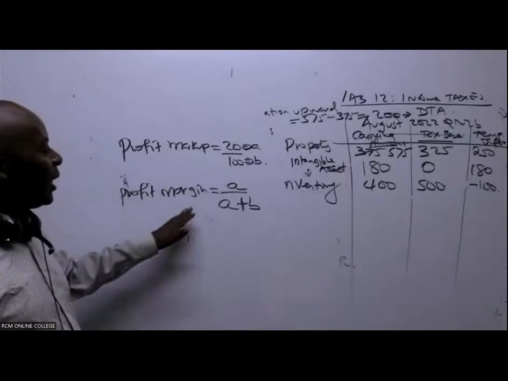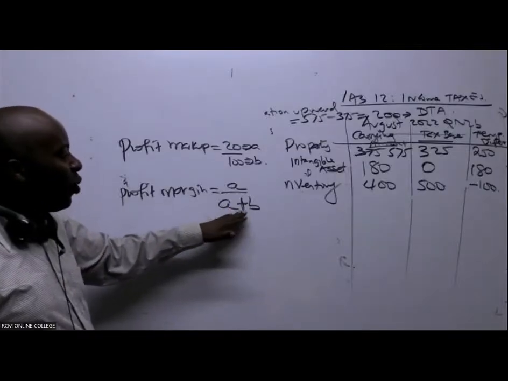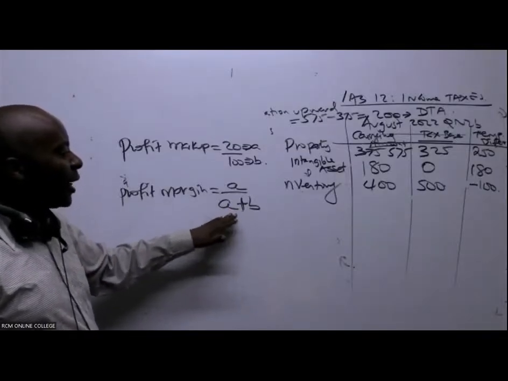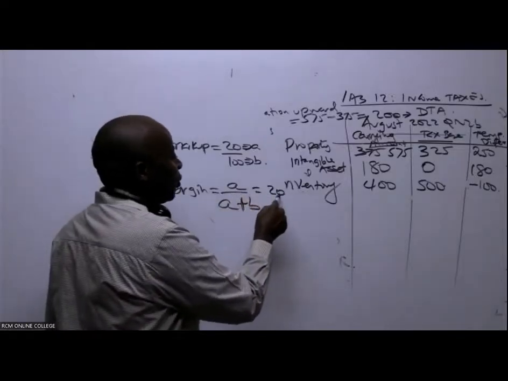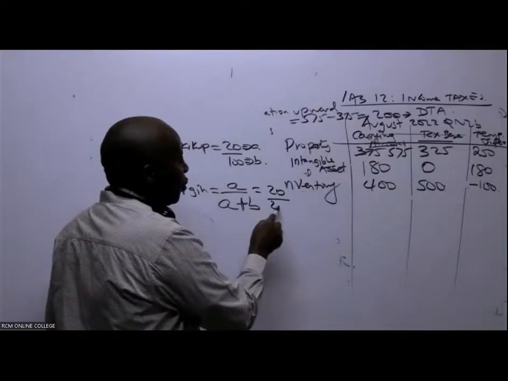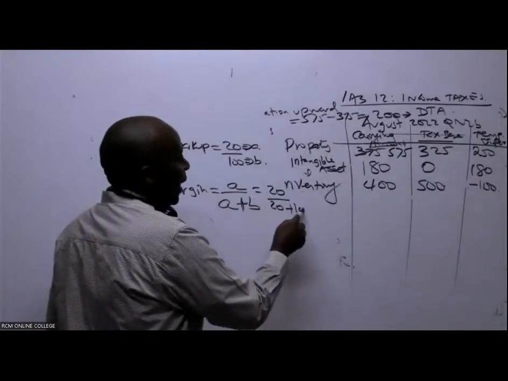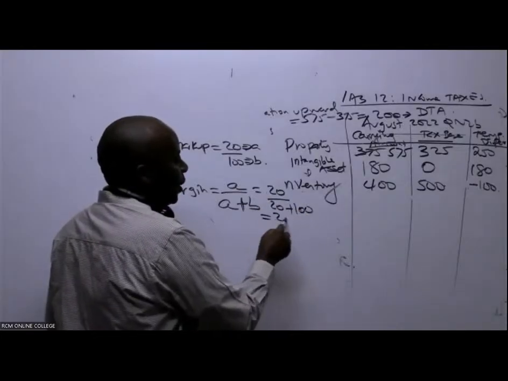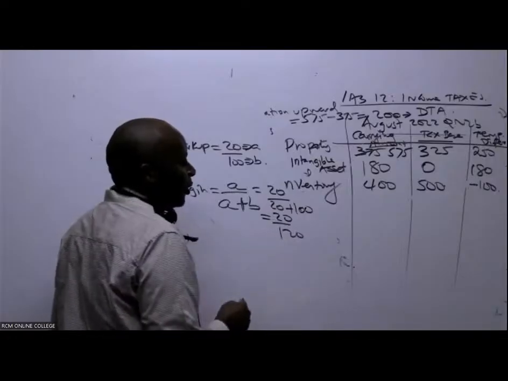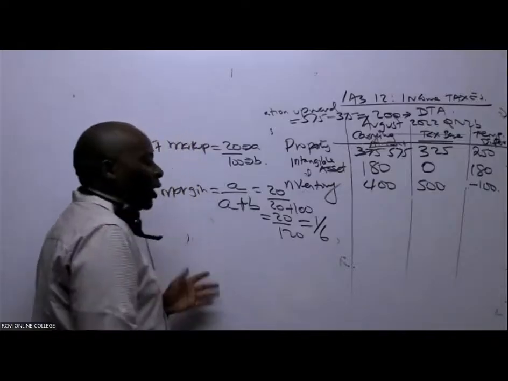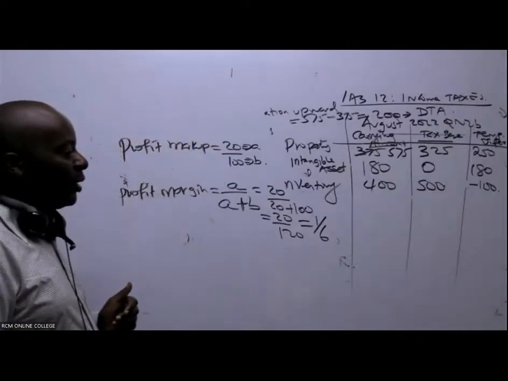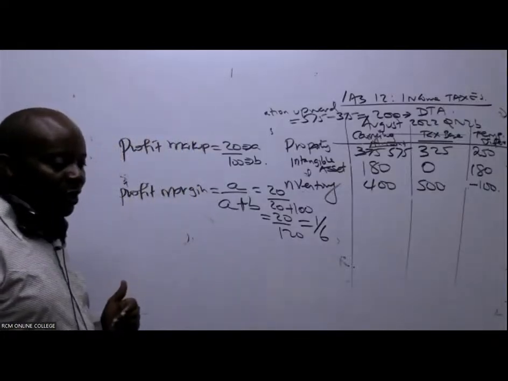So in this case here, margin, its base is big. A is 20, so we remain with 20 over A plus B, which is 100, which gives me 20 over 100, which gives me 1 over 6 if you wish. You don't have to cancel, but if you wish, cancel, which gives me 1 over 6.